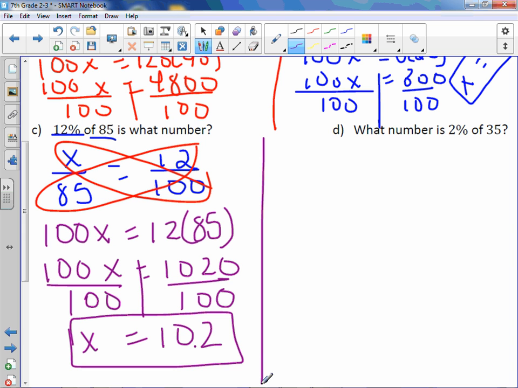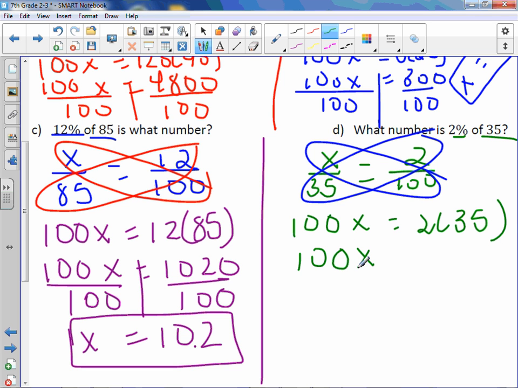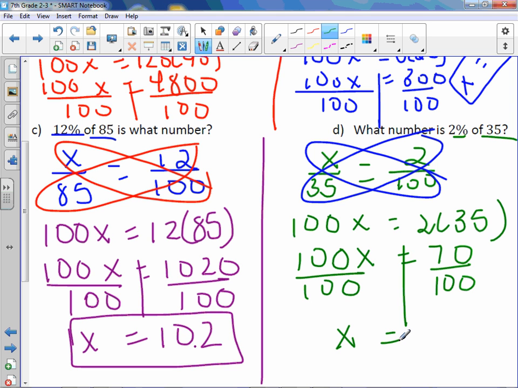Letter D. Start with your blank proportion and your 100 in one of the denominators. What number is 2% of 35? Cross multiply. 100 times x equals 2 times 35. 100x equals 70. Divide by 100. When we divide by 100, we move the decimal point 2 to the left. So it would be 0.70 or just plain 0.7.